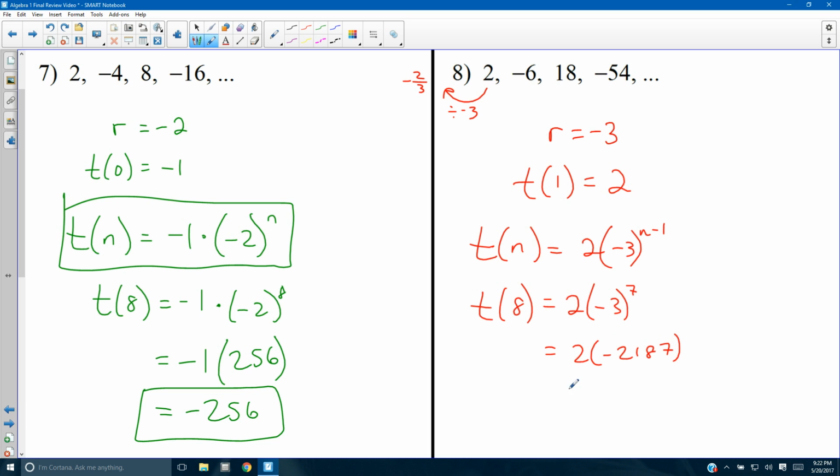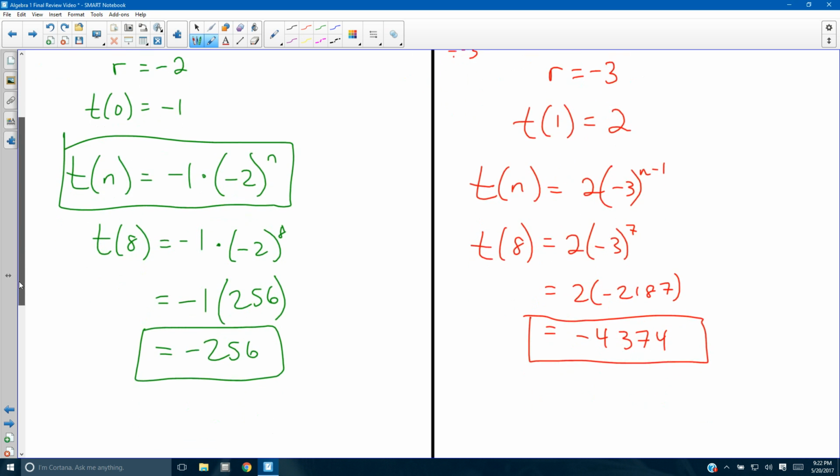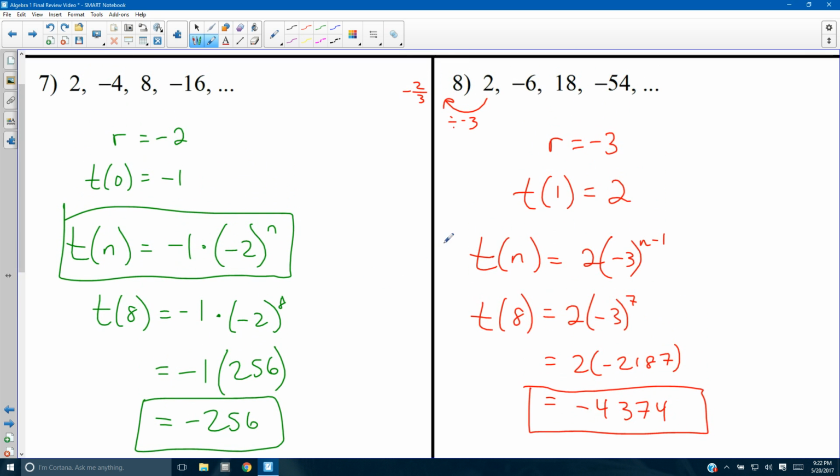I'm going to double check this in the calculator in the end, because I don't want to write the wrong answer. Negative 4,374. Term number 8. I'm going to see if that's right. Here we go. I got 2 times negative 3 to the 7th power, negative 4,374. All right. See, mental math is still fun. That's the value of the 8th term. Here's the equation itself. I think I'm done on those parts.